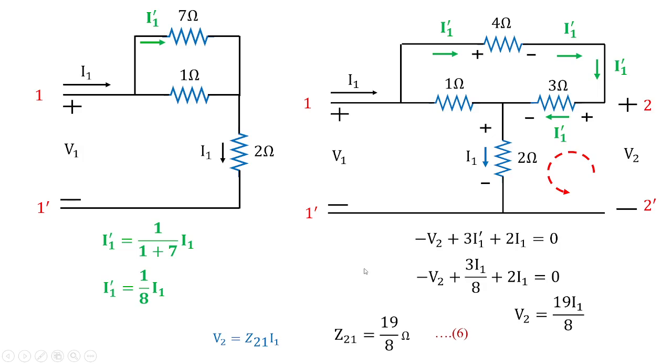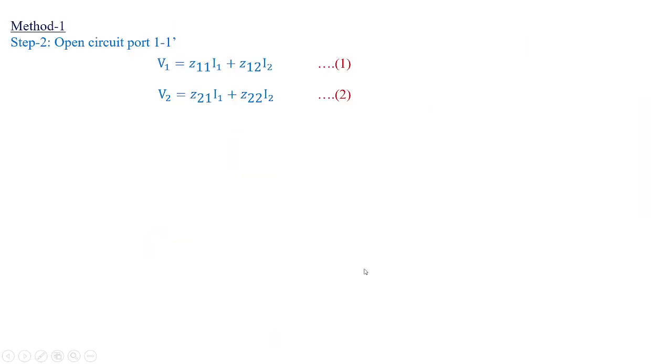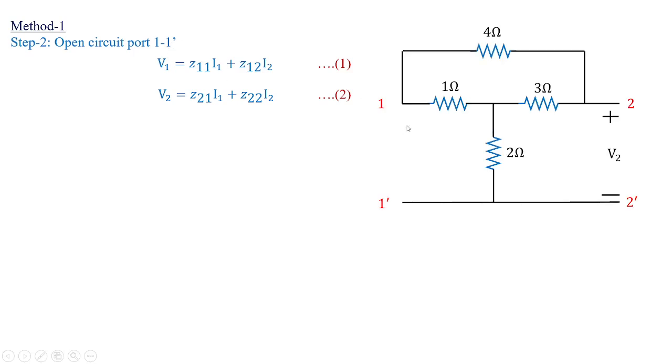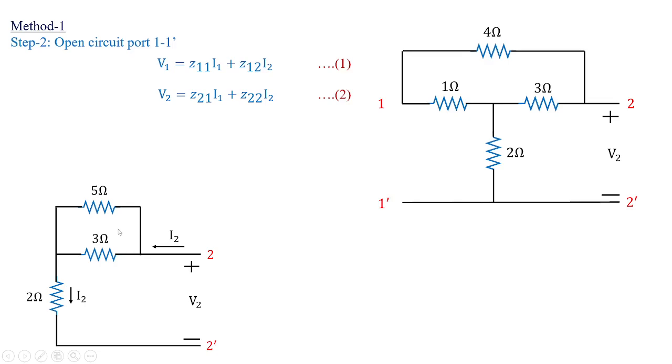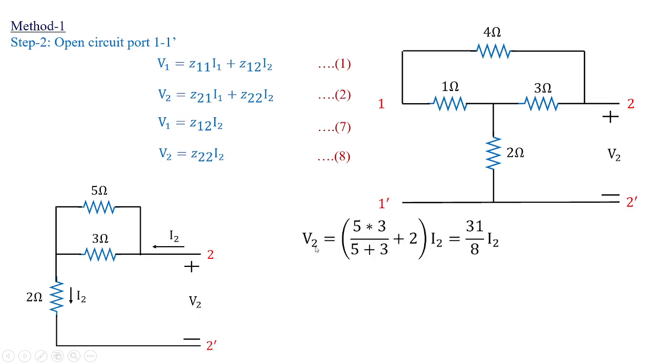Now the same approach we are going to follow in step 2 by open circuiting port 1-1 dash. When port 1-1 dash is open circuited, 1 and 4 become in series, and this 5 and 3 become in parallel, and the net combination will be in series with 2. Hence you're going to get the value of V2 in terms of I2 as 31 by 8. So the Z22 value is nothing but 31 by 8 ohms.